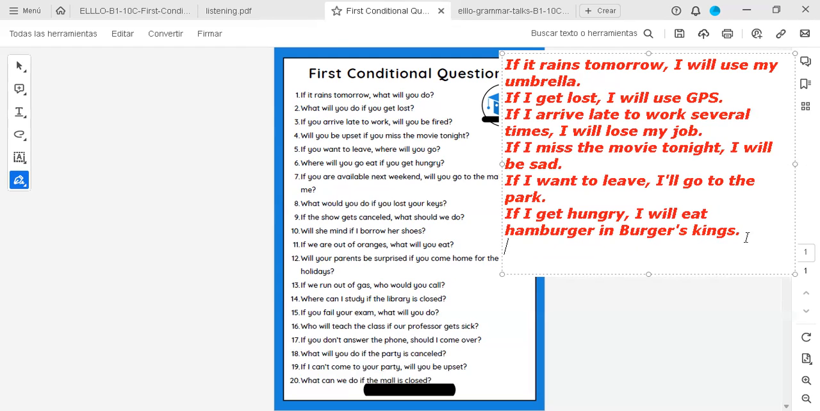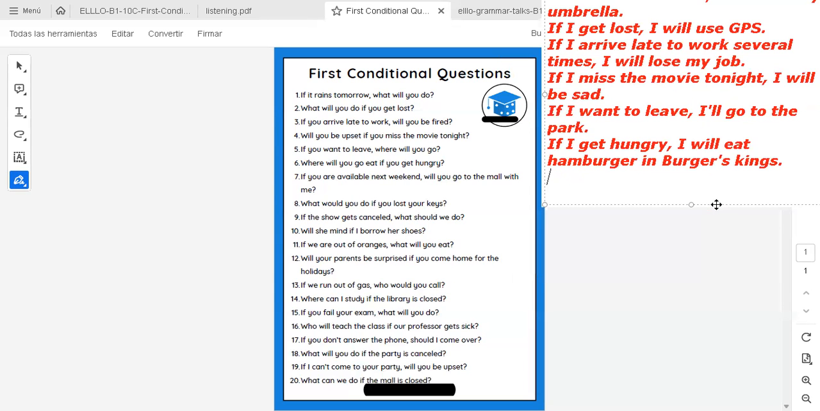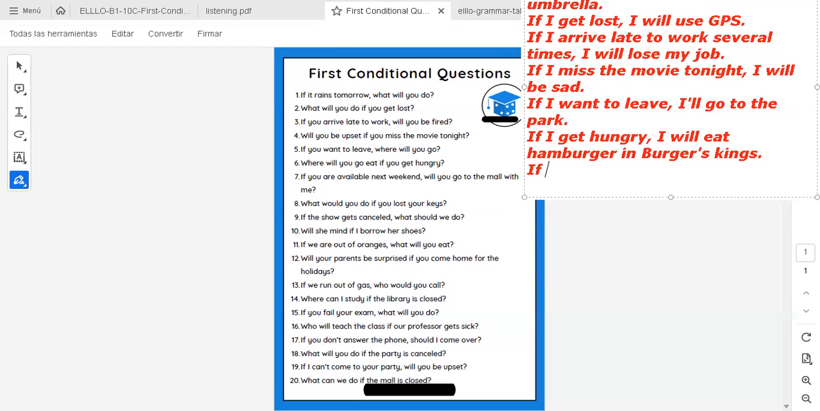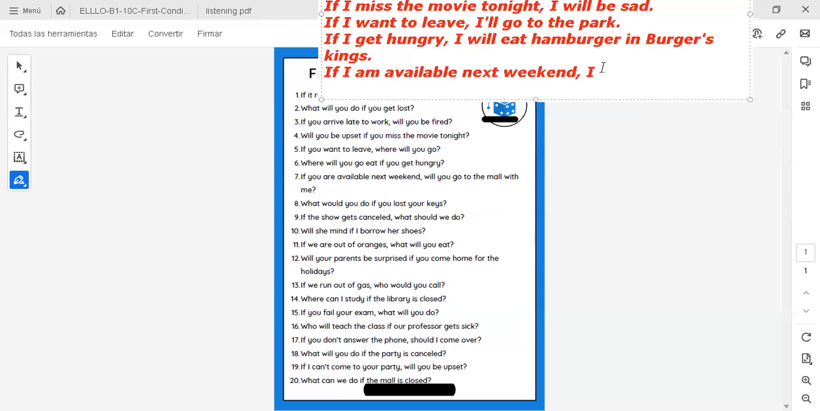Okay, next question. If you're available next weekend, will you go to the mall with me? If I'm available next weekend, so will you go to the mall with me or not? Of course, I will. Remember, if you want to show preference, I would. Me gustaría. I would like. Normally we use would, right? So, I would like. I will go with you. Okay. Of course.